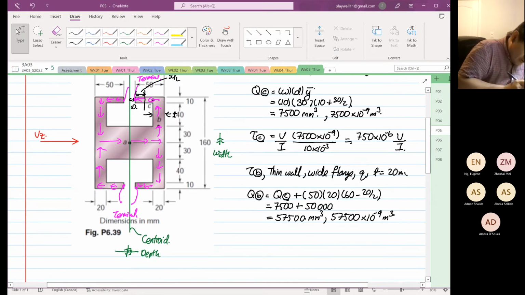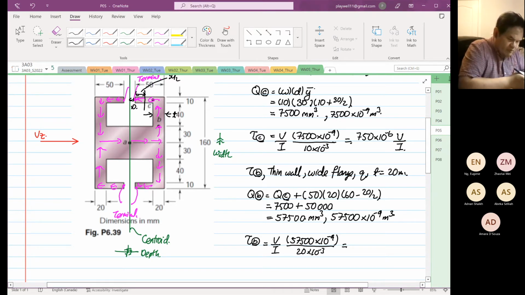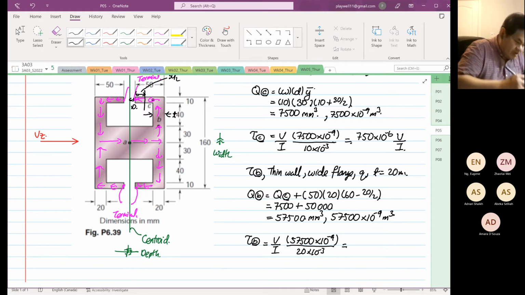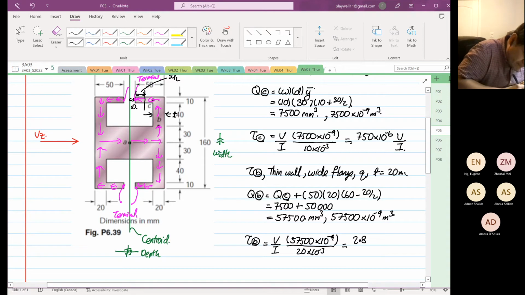Okay, so the shear stress at point B is equal to V over I, constant. So this is equal to 57,500 times 10 to the power minus 9. And then we divide by the thickness of 20 times 10 to the power minus 3. Okay, so 57,500 times 10 to the power minus 9 divided by 20 times 10 to the power minus 3 is your 2.875 times 10 to the power minus 3 V over I.